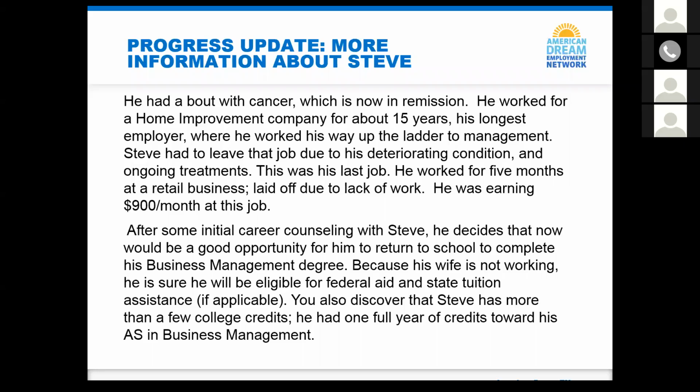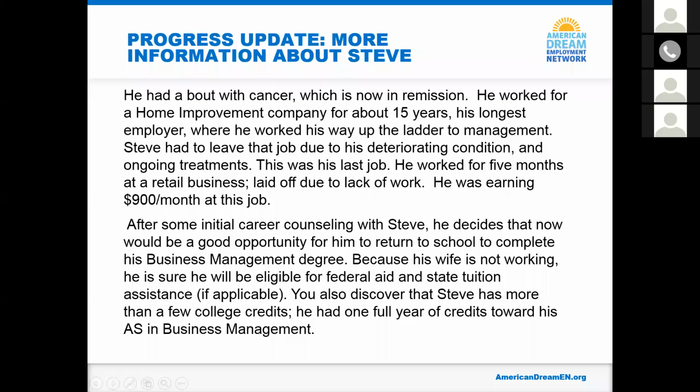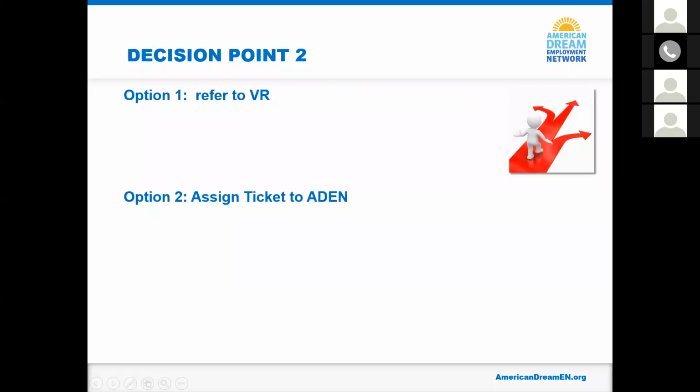Okay, let's take a look at what we want to look at next. We have another decision to make. So we have two options here, folks. This is pretty straightforward. We have two options, unless there might be a third option. But I think the two basic options we want to review today are whether to refer Steve to VR or to assign his ticket to Aiden.